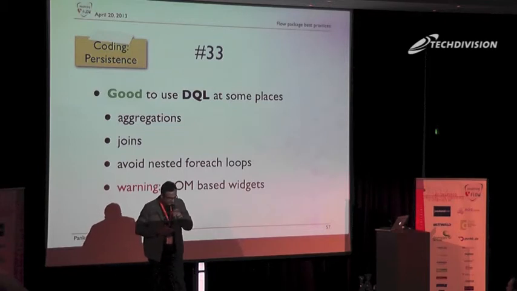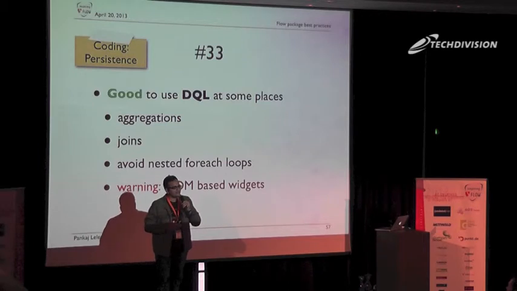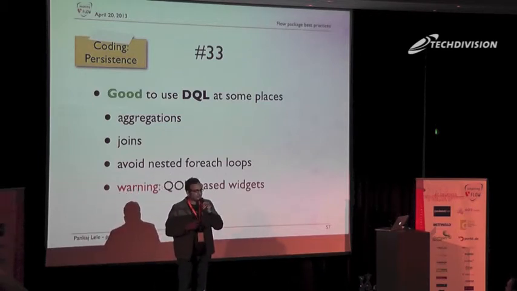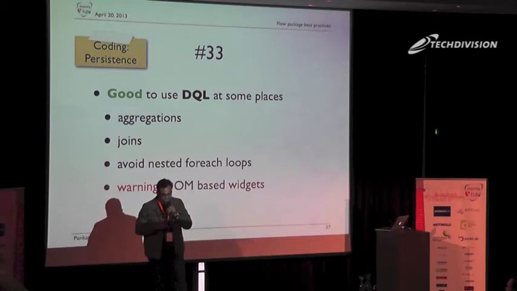But there is a warning from my side. If you use DQL queries, some of the widgets like paginate, viewer, etc. will not work because they depend on the QOM, the query object model of Flow.